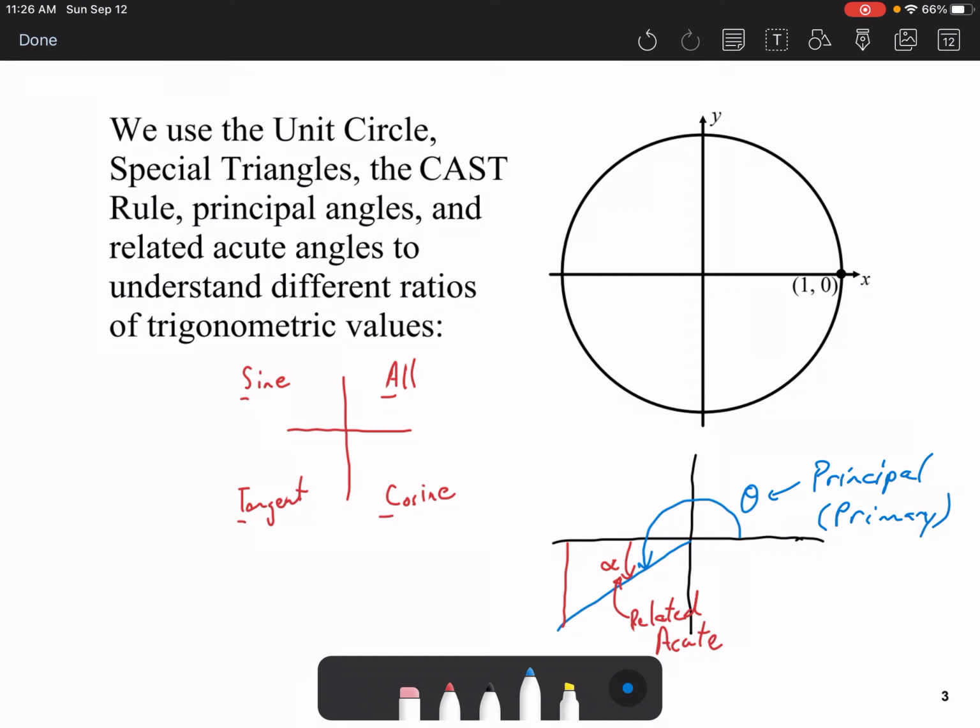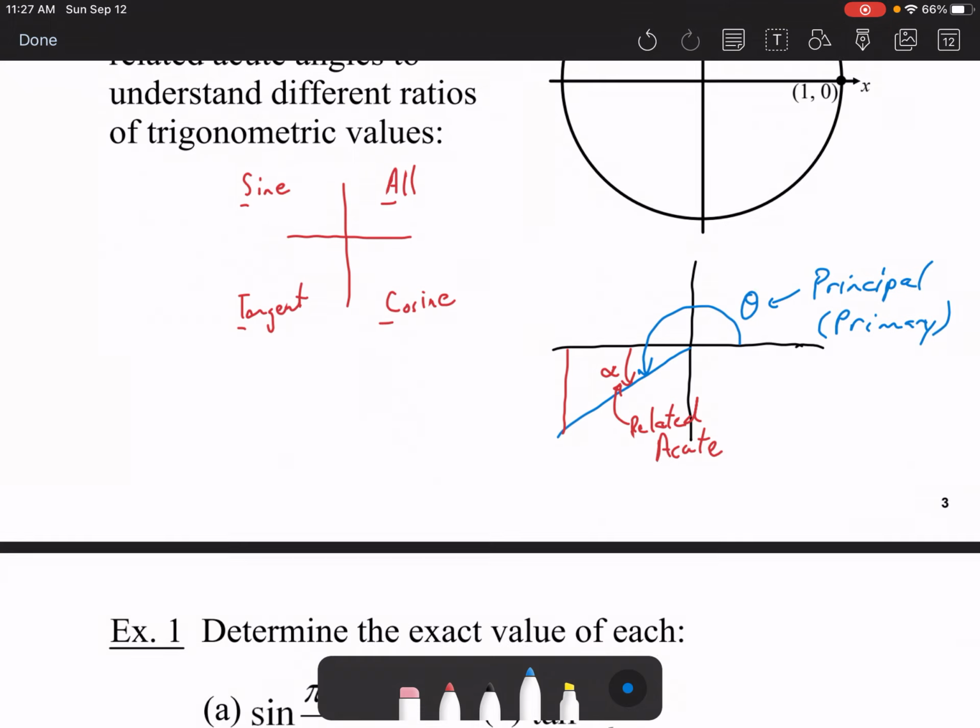Primary angles or principal angles don't necessarily have to be positive, but most of them are positive. If they're ever negative, they're traveling in a clockwise direction instead of a counterclockwise direction. The related acute angle triangles are always giving you positive values, whereas the principal angle might give you negatives. So using the CAST rule, you can help yourself in understanding those concepts.